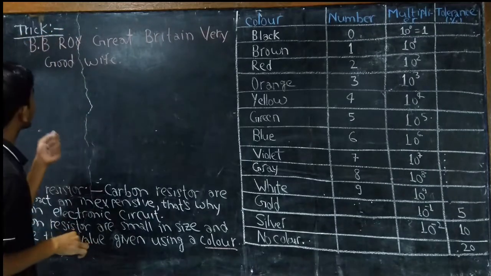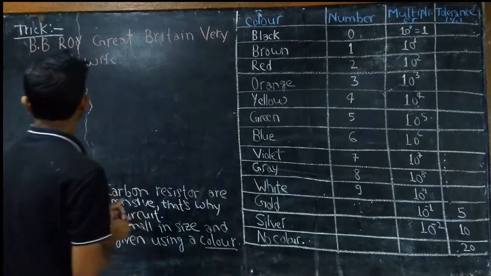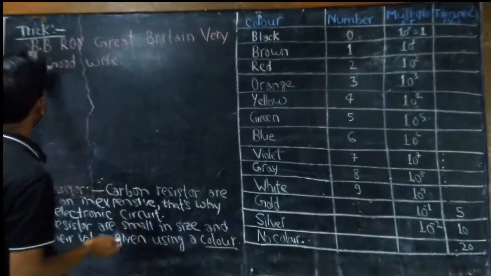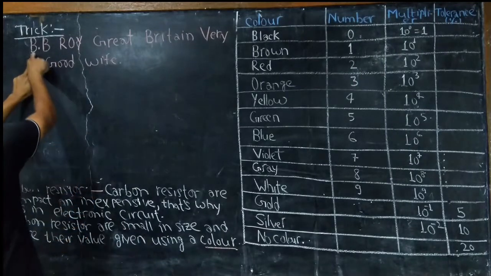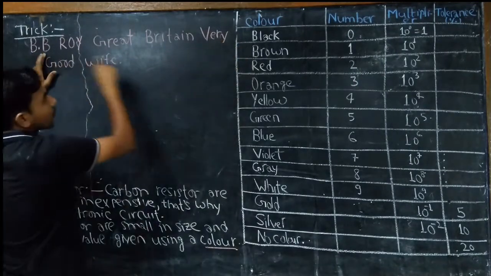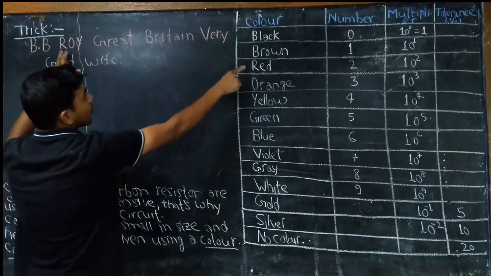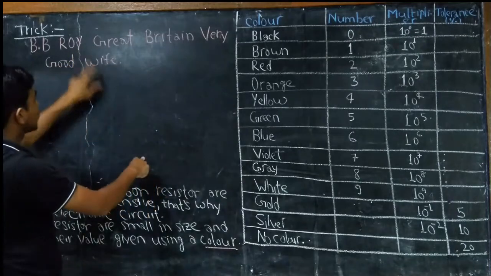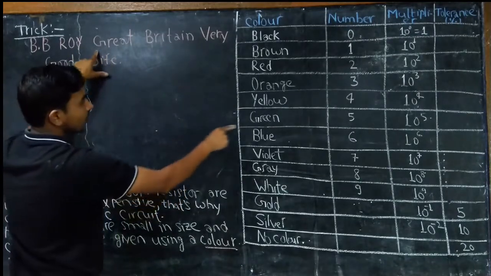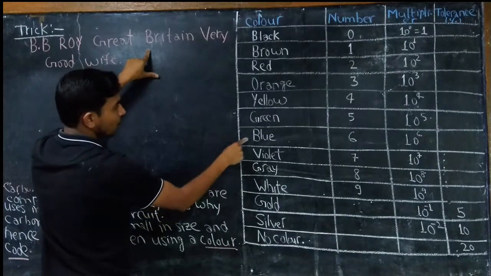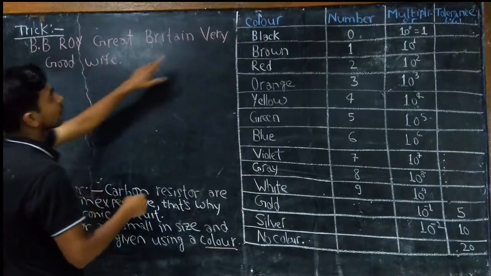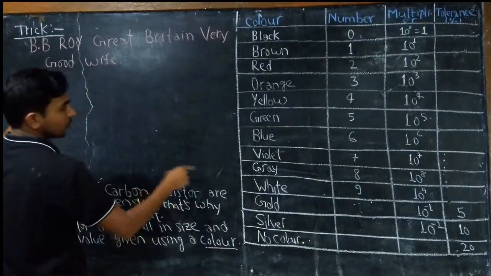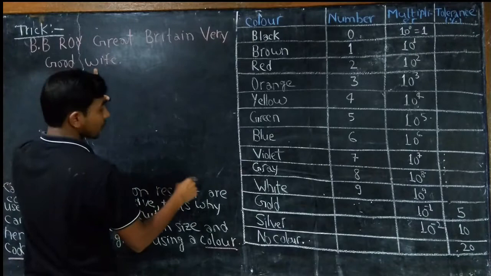Okay, so this is your trick to remember this table. BB Roy, Great Britain, very good point. Here, BB Roy: B for black, another B for brown, R for red, O for orange, Y for yellow. Similarly, we can write Great: G for green, B for blue, V for violet, G for grey, and W for white.